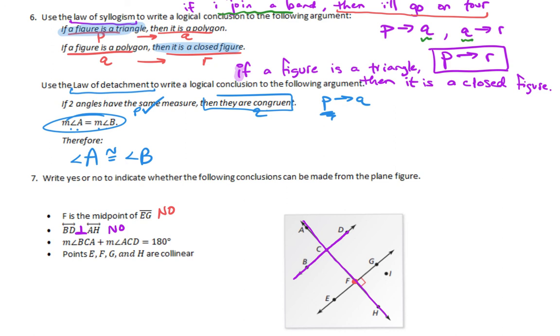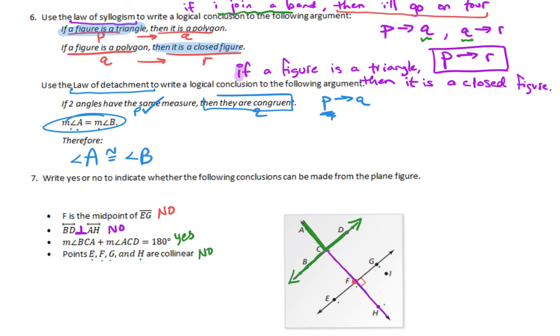Up next, angle BCA plus angle ACD equals 180 degrees. Where's BCA? This angle here, plus angle ACD. Ooh, look at those two angles together. For this one, I can say yes, because I can see that those two angles together form a linear pair, which is supplementary, which means it equals 180 degrees. Cool, cool. And then last up, points E, F, G, and H are collinear. And you know that's a no.